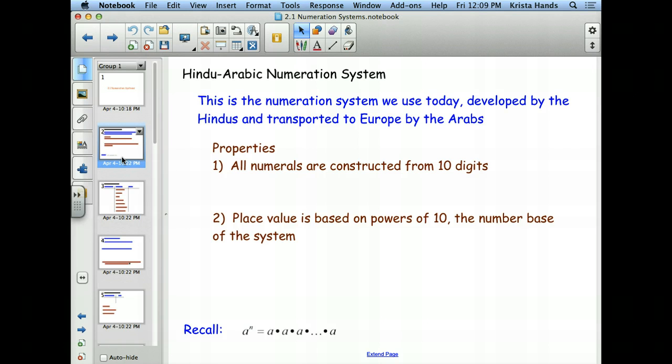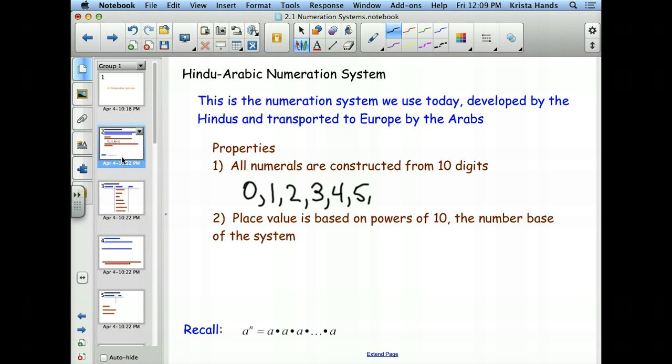What are the 10 digits in our numeration system? 0 through 9, right. So a digit is a single symbol. So we've got 0, 1, 2, 3, 4, 5, 6, 7, 8, and 9.